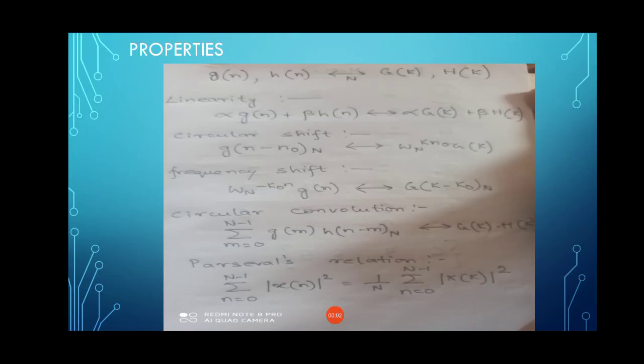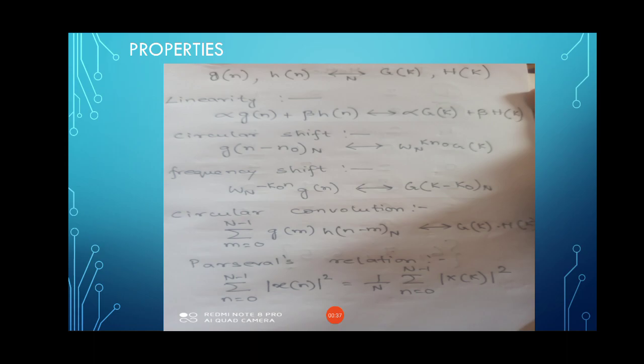So class, today we will be studying the circular shift property. In the last session, we discussed the property of circular shift. Here, in the property of circular shift, if we take the N-point DFT of a signal g of (n minus n naught) modulus N, it comes out to be W_N to the power k n naught into G of k.